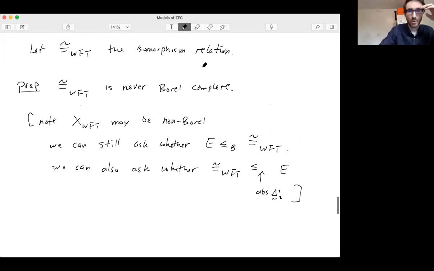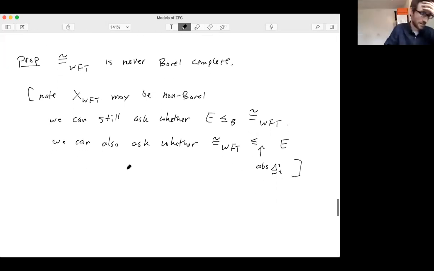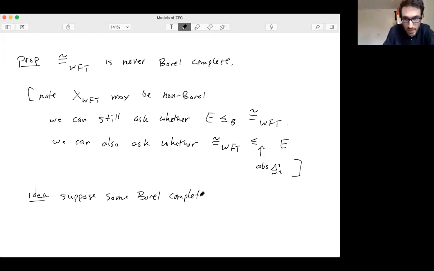But anyway, when I say it's not Borel complete, I mean nothing Borel complete reduces to it. And this is trivial from a certain point of view. The reason is nothing well-founded is ever Borel complete. So the boundedness theorem gets in the way. So the idea is, suppose some Borel complete isomorphism relation, like graphs or groups or linear orders, reduces to it.